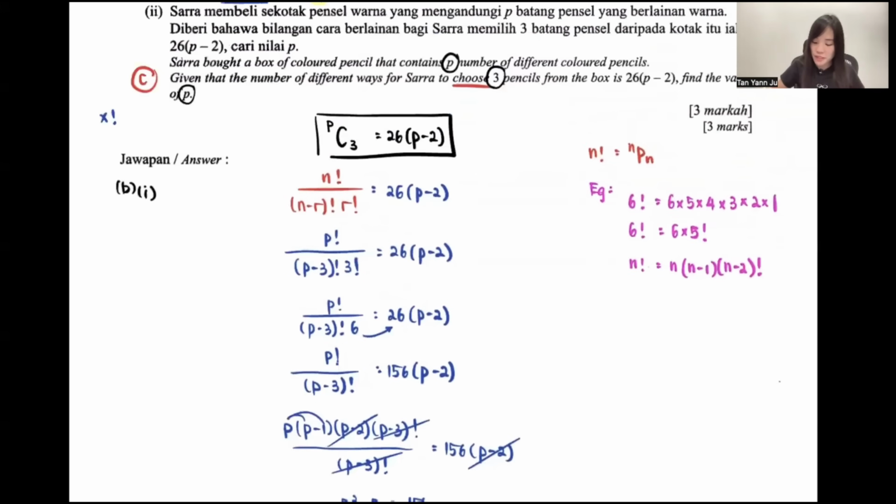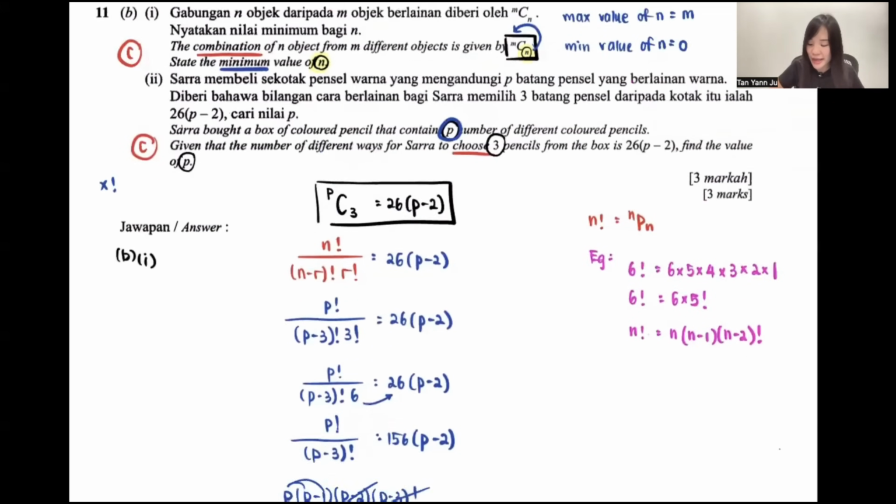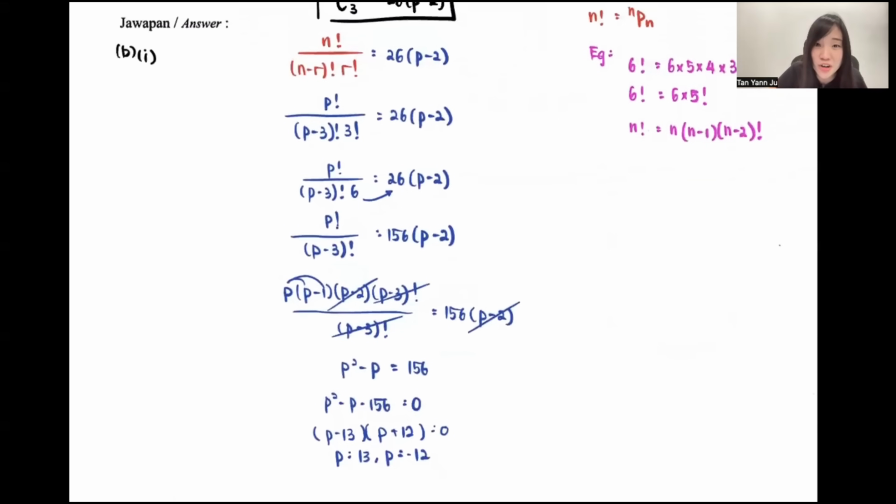So guys, don't stop here. P means what? P means how many color pencils I have in the pencil box. Is it possible to have negative 12 color pencils? No. So that's why I only choose the positive answer. The P needs to be more than 0. So P equals to 13. For those who don't want to write 13, you can write rejected beside negative 12 also can.